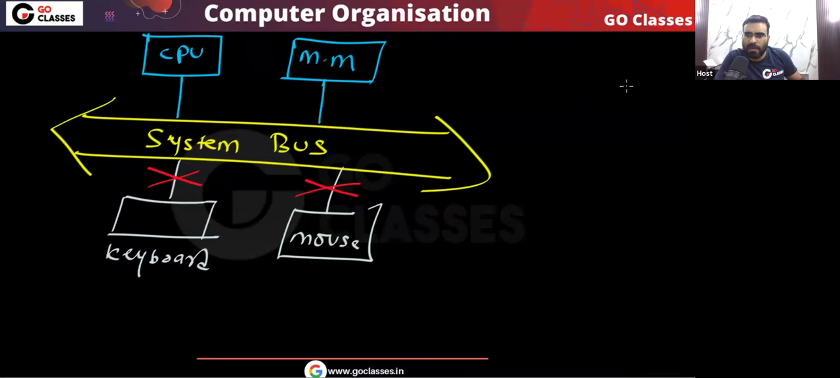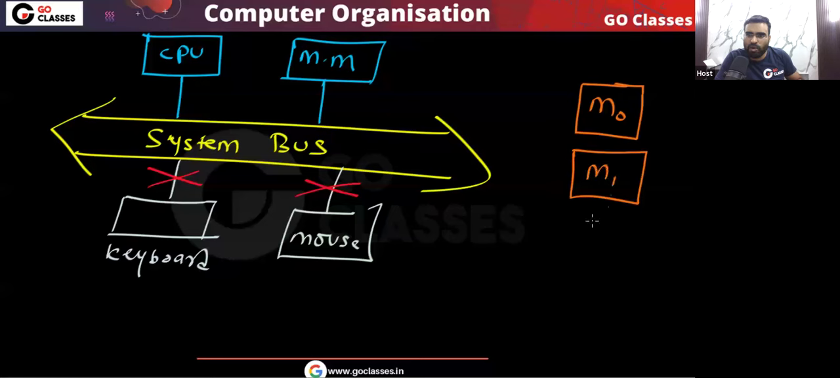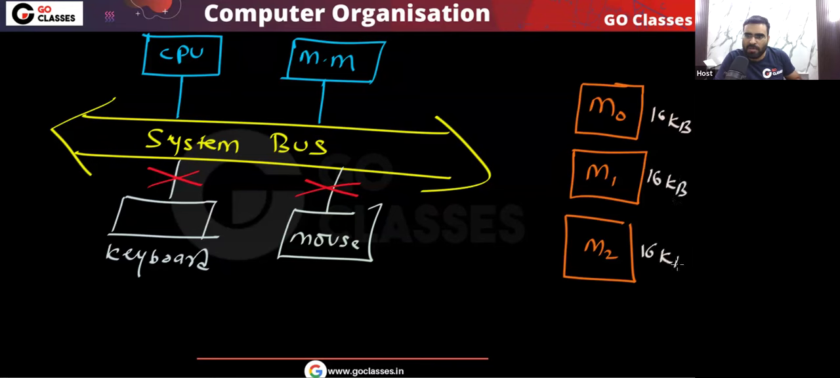If you have, let's assume, multiple main memory modules. For example, let's assume this is your main memory module M0, this is your main memory module M1, this is your main memory module M2. Let's assume each is 16 KB main memory. So you can easily see that when you have main memory modules, their speed does not vary. Their speeds are already known to us, they do not fluctuate, or approximately we already know the speed of main memory. That is the reason we can connect main memory to the system bus directly. Because the speed of main memory is already known to us. Is this clear?